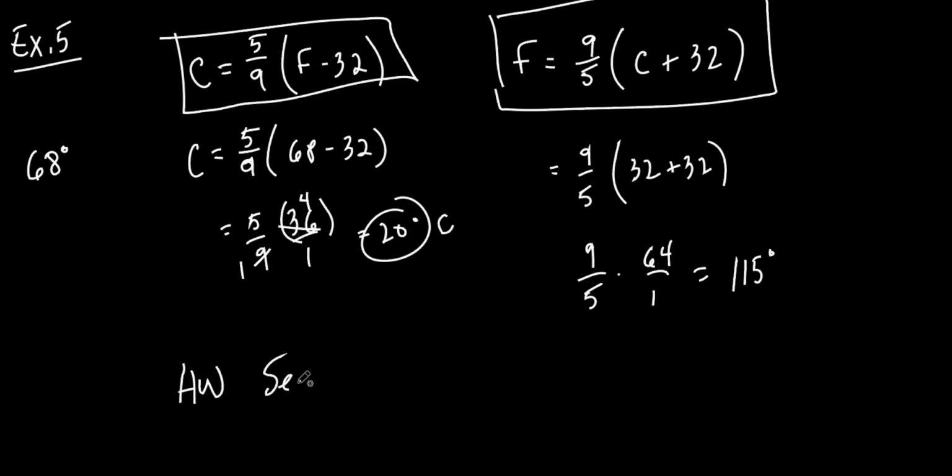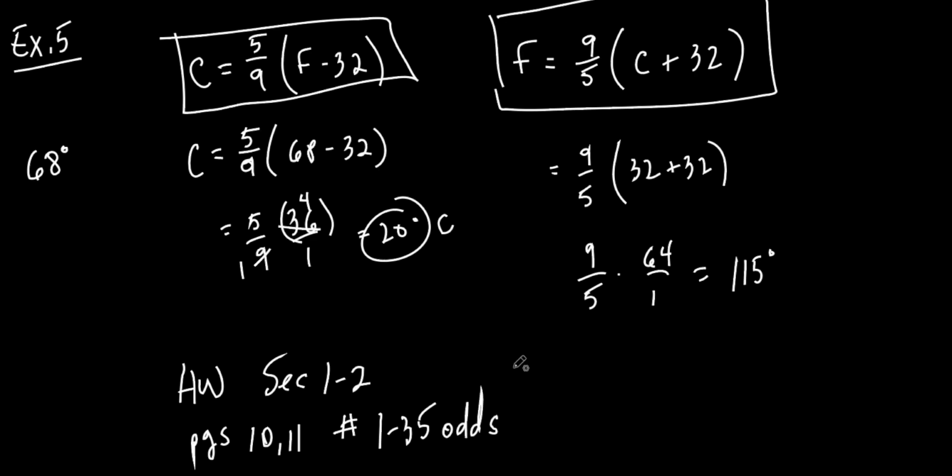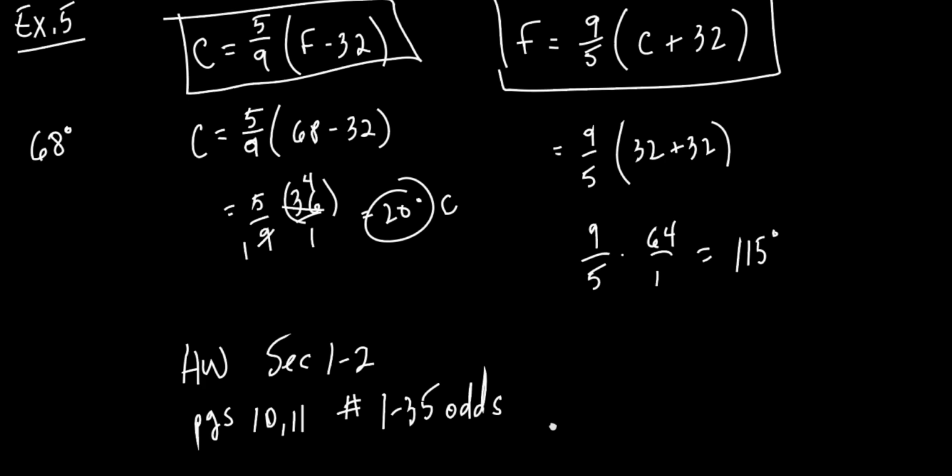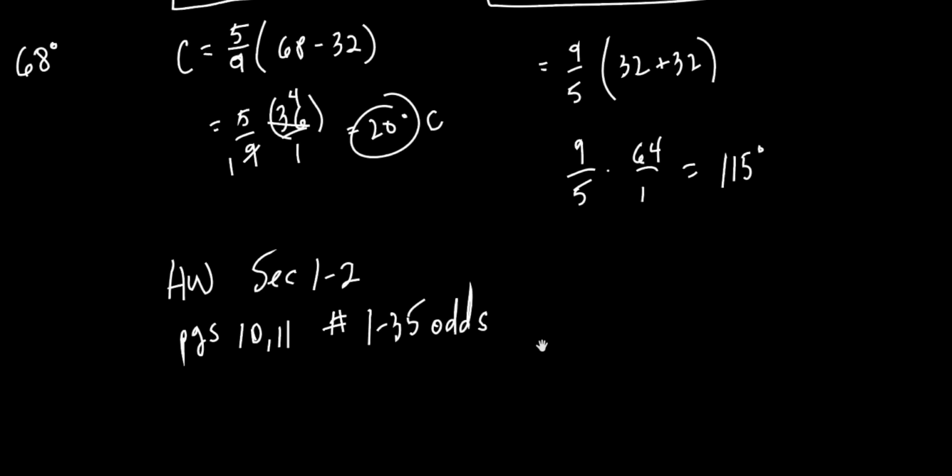Have some of you already started on this? Because this is part B. And that's good. Pages 10 and 11, 1 to 35 odds. Is that what I gave you? All right, so there you go. Let's have that homework done for tomorrow. I'll collect it tomorrow, and then we'll start on 1-3 tomorrow. All right, that's it.